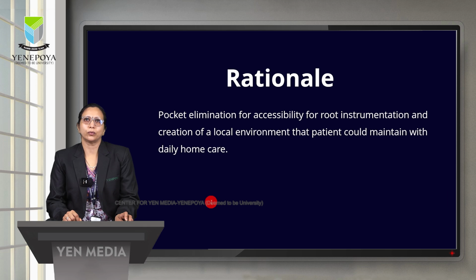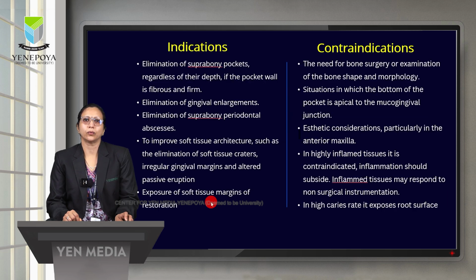What is the reason for doing this procedure? That is the rationale. As we all know, the main treatment modality for periodontal therapy is to eliminate or reduce the pocket depth. So, the rationale was first put forth as pocket elimination so that we can easily access the root for instrumentation and also to create a local environment that the patient could maintain with daily home care. Let us see what the indications and contraindications for this procedure are.